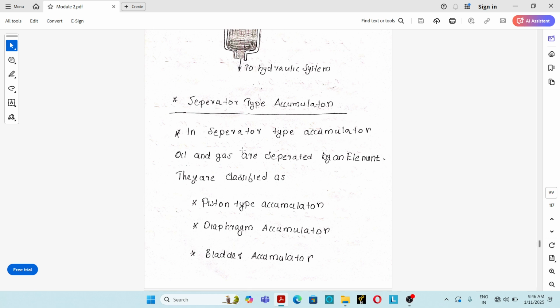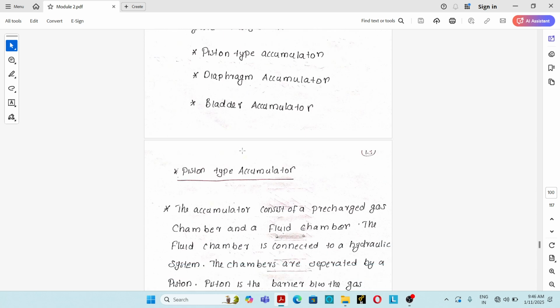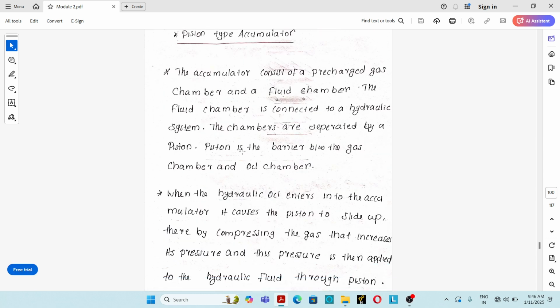And there are three types of separating elements. Separate type accumulators are: first one, piston type accumulator; second one, diaphragm accumulator; third one, bladder accumulator. So there are three types of separate type accumulator. First one piston type accumulator, second one diaphragm accumulator, third one bladder type accumulator. So first one, piston type accumulator.